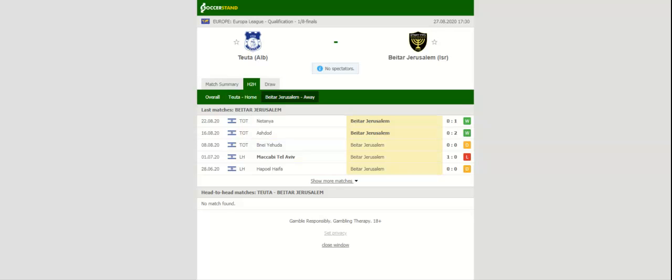Beitar Jerusalem suffered a shocking loss to Chikura of Georgia in the 2018-19 Europa League qualifying campaign, and, no doubt, they are eager to make amends for the unsuccessful qualifying campaign. Anyhow, a share of spoils is on the cards as Albanian clubs are tough to beat at home. This will be their first meeting in European competitions. Prediction: 1-1.